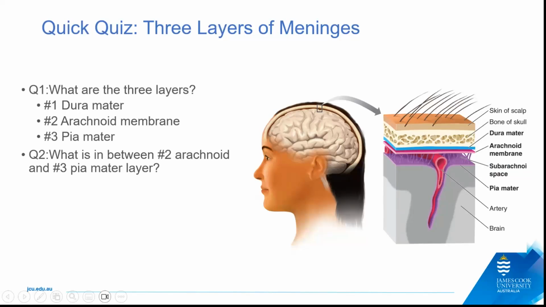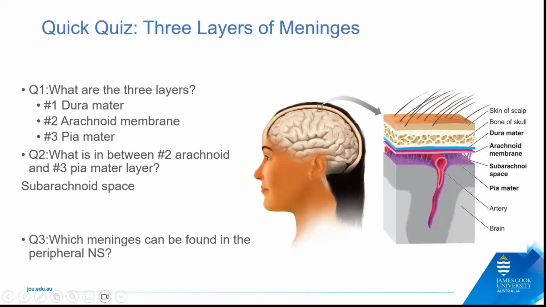Remember that. Question number 3 is highly interesting. I didn't know about this; I only happened to know about it after reading the new textbook, so it's very useful. Meninges can be found in the peripheral nerves. There's no CSF, it's just a hard and soft layer.